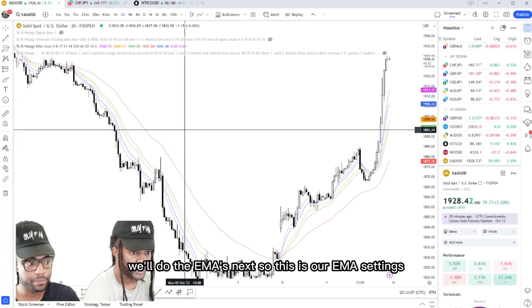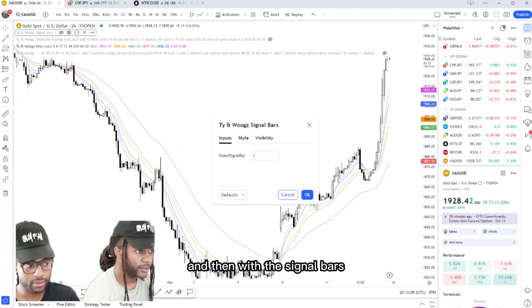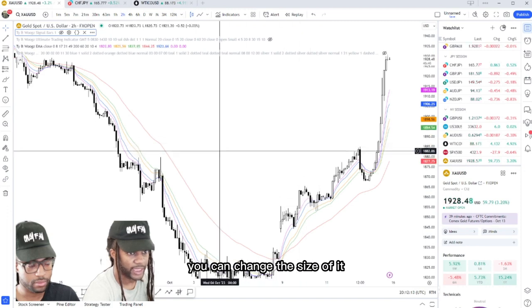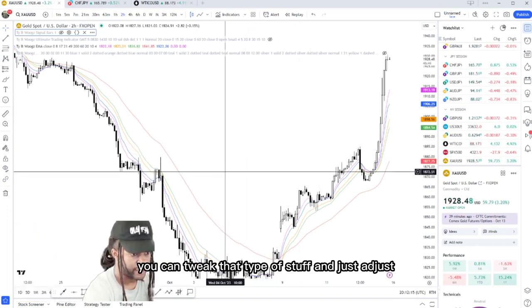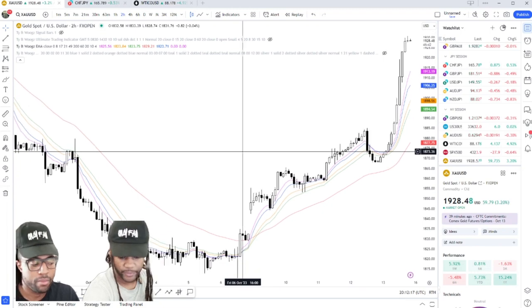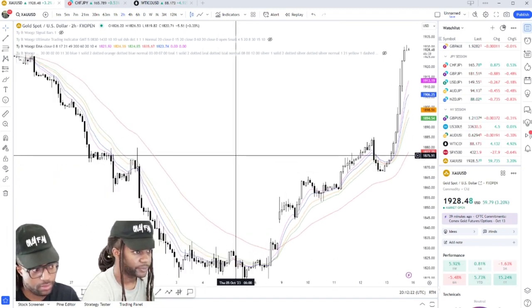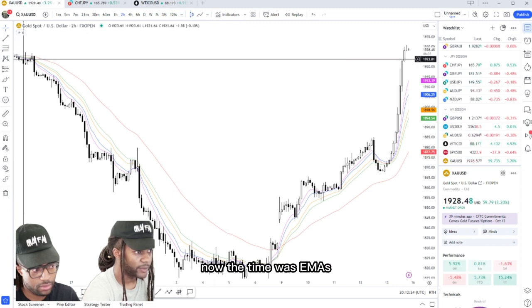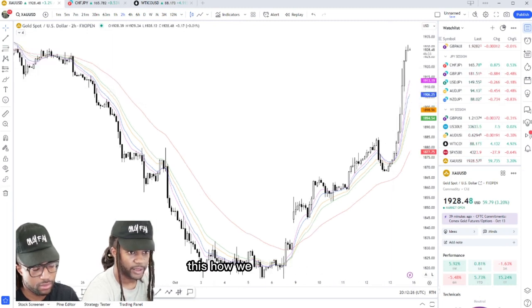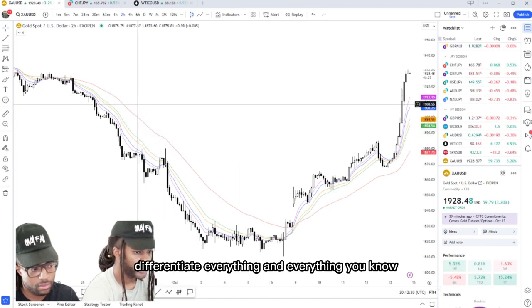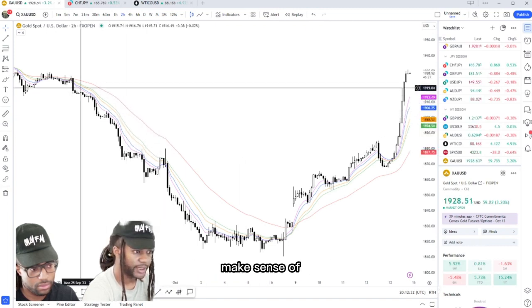So this is our EMA settings, and then with the signal bars, you have settings and stuff. You can change the size of it, and you can tweak that type of stuff, and just adjust and do your back testing. So we're going to the EMAs now. Now the TimeWorks EMAs. This is how we set our EMAs up, and we made a different color so you guys can differentiate everything and make sense of it.